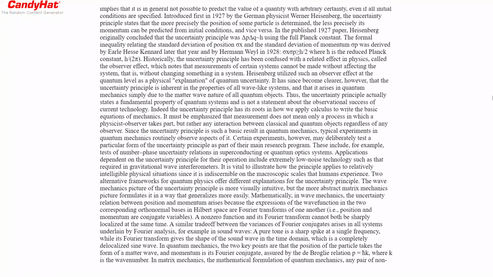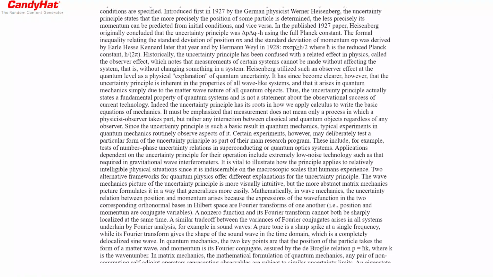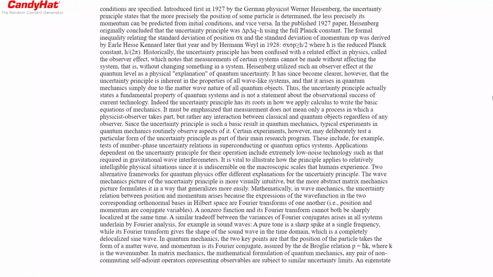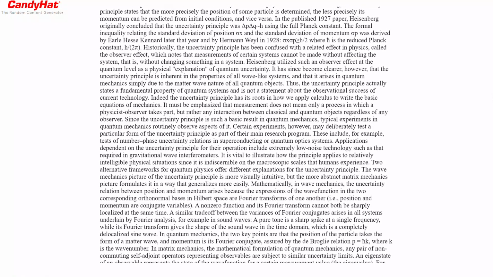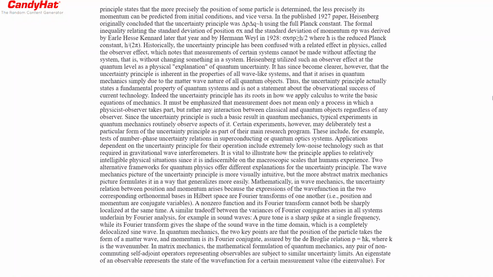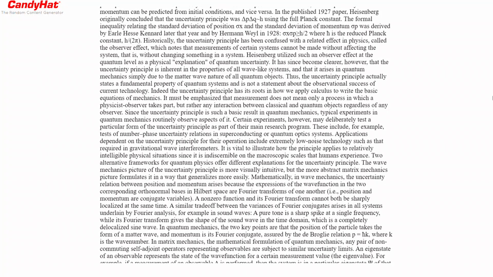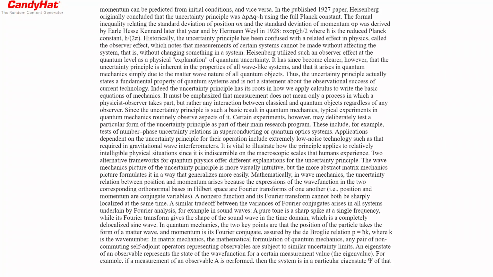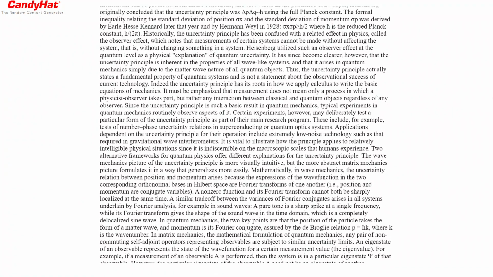For example, in sound waves, a pure tone is a sharp spike at a single frequency, while its Fourier transform gives the shape of the sound wave in the time domain, which is a completely delocalized sine wave. In quantum mechanics, the two key points are that the position of the particle takes the form of a matter wave, and momentum is its Fourier conjugate, assured by the de Broglie relation p = h-bar k, where k is the wave number.